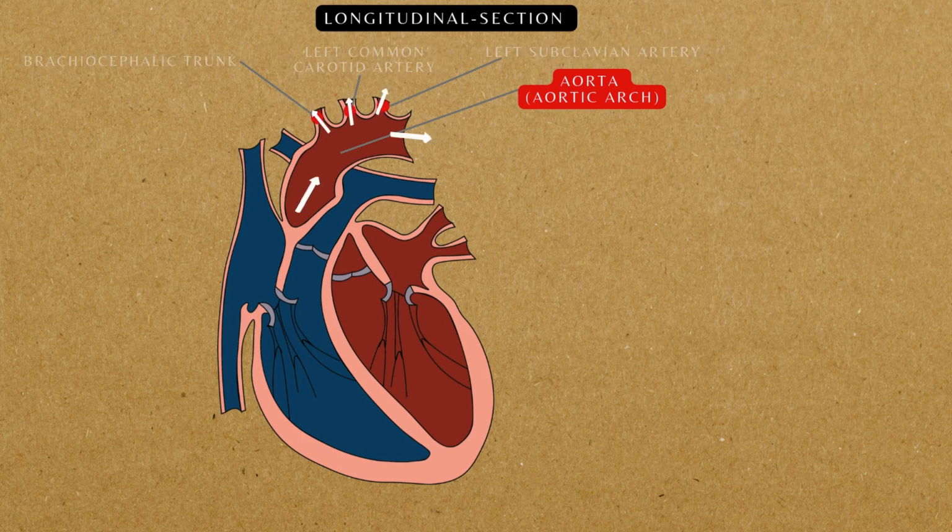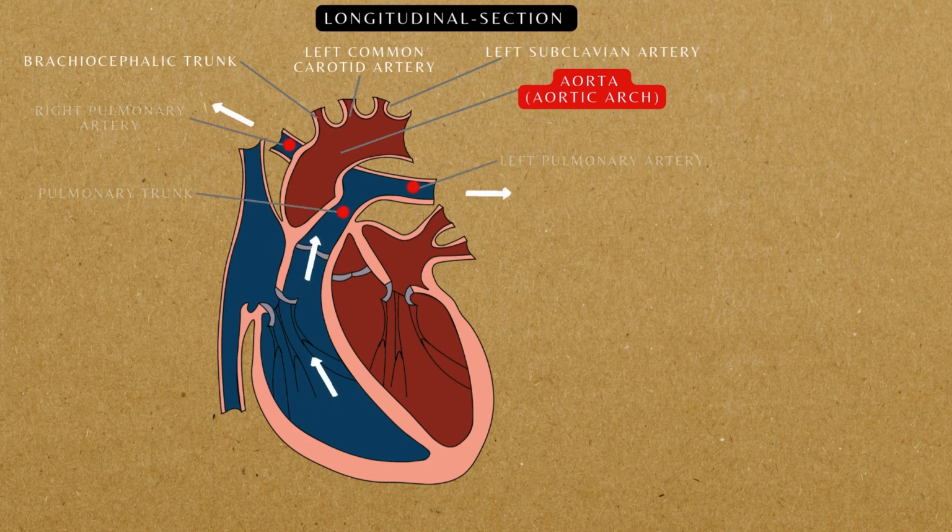From left is the brachiocephalic trunk, the left common carotid artery, and left subclavian artery. Oxygenated blood from the left ventricle is transported to the systemic circulation via these vessels. The pulmonary trunk and its branches. The left and right pulmonary arteries. They take deoxygenated blood from the right ventricle to the lungs.